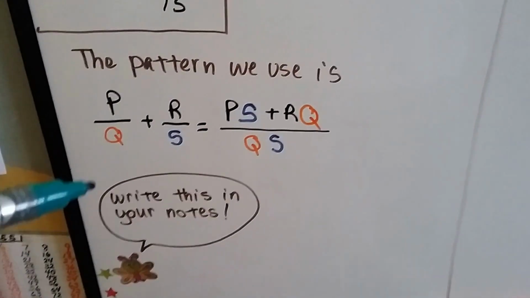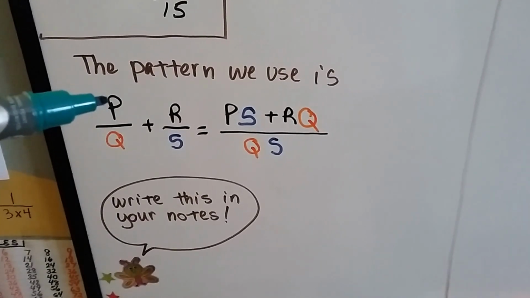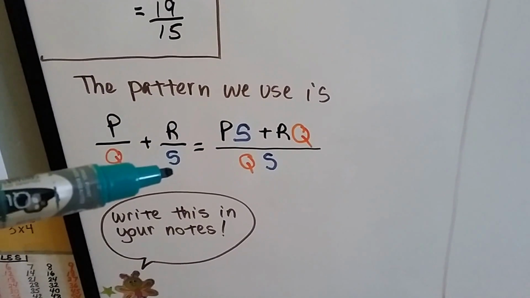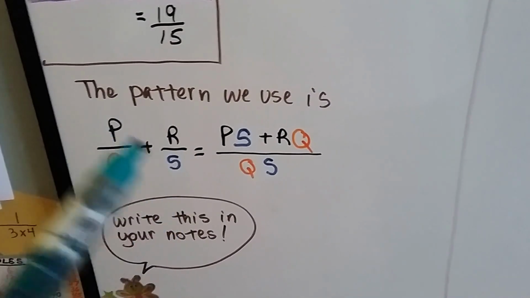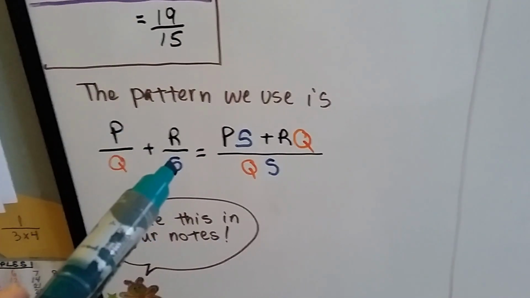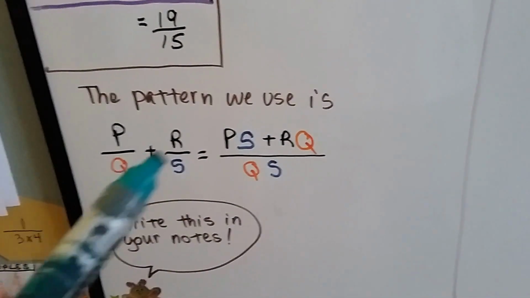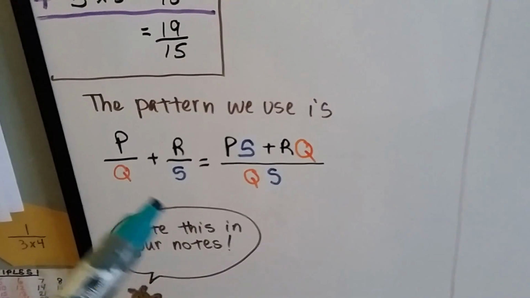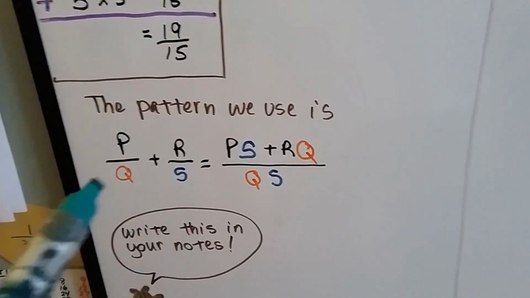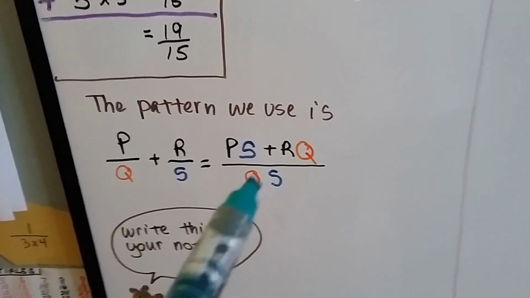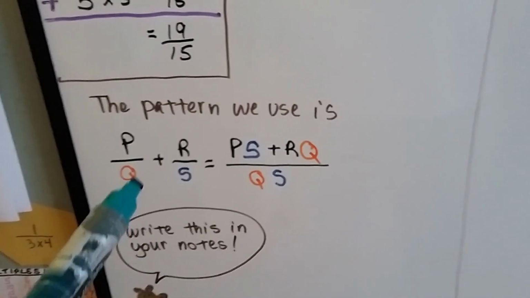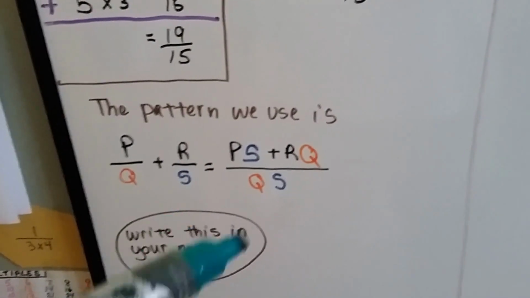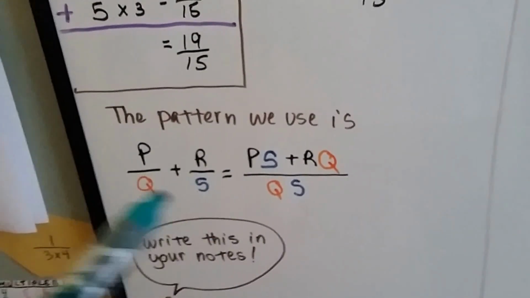You should write this in your notes. If you've got P as the numerator and Q as the denominator, and we're going to add it to R over S, what you do is you take P times S and you add it to R times Q, because remember when they're next to each other like this, it means multiply. And the whole thing is over this Q times S denominator. See, they're together, so that means multiply. So even though we're adding, what we're going to do is we're going to multiply these and add it to these multiplied together over these.